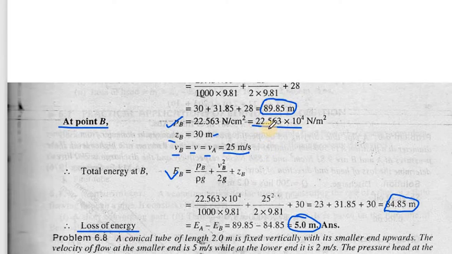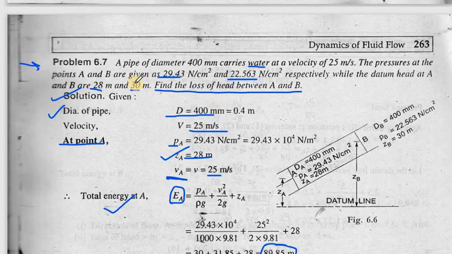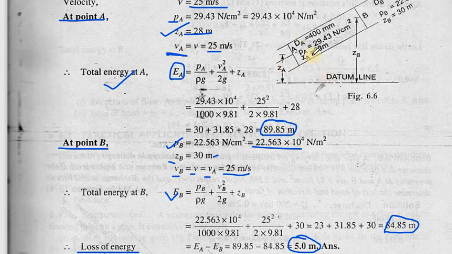This is a very simple numerical. It is totally based on Bernoulli's equation, and it shows that the fluid is not an ideal fluid. It shows that the fluid is a real fluid.